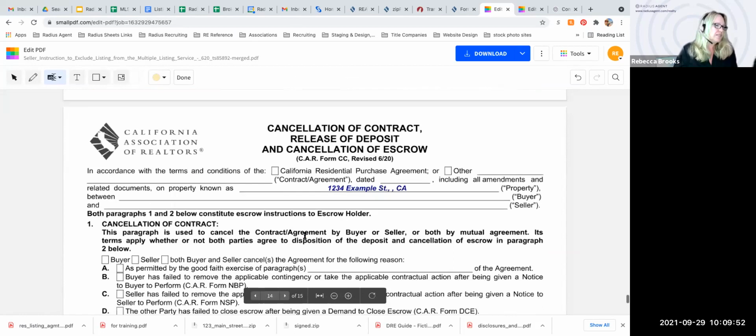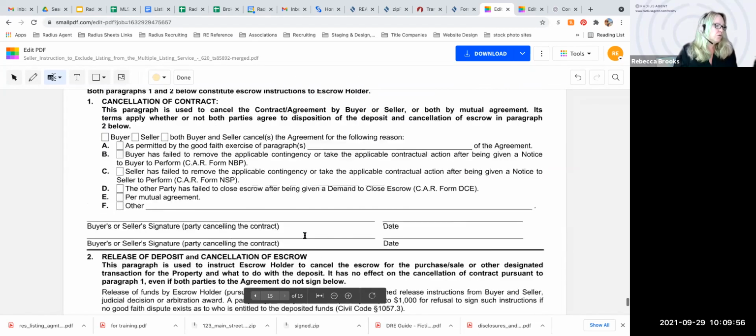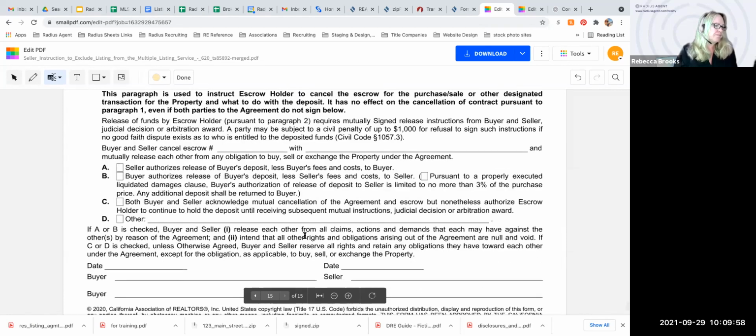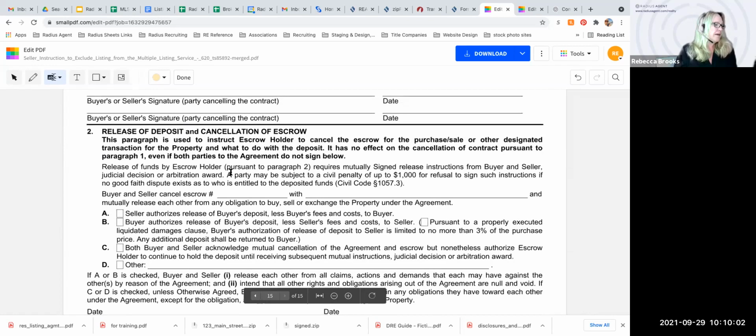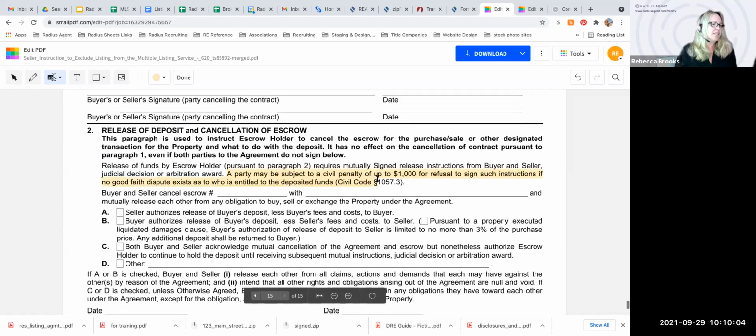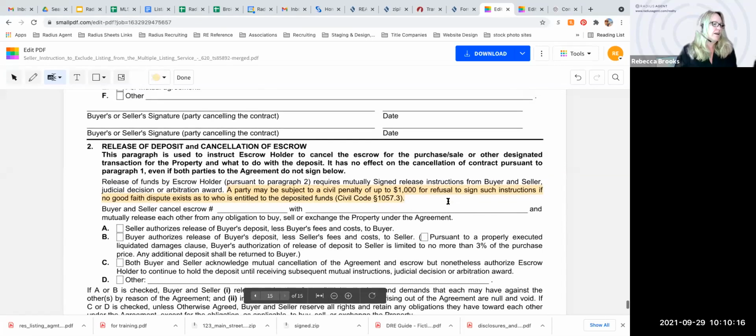And that's actually a really good segue into this next form right here, because I'll show you where it says down here. Usually it says a party may be subject to a civil penalty of up to $1,000 for refusal to sign such instructions if no good faith dispute exists as to who is entitled to the funds. Okay. And so that's right there.